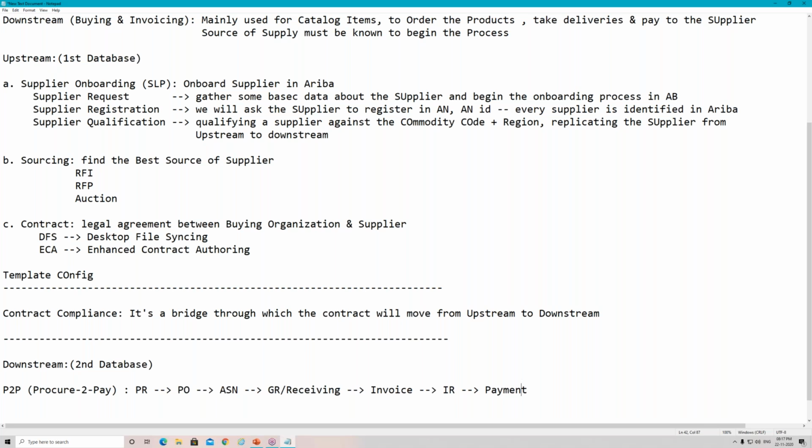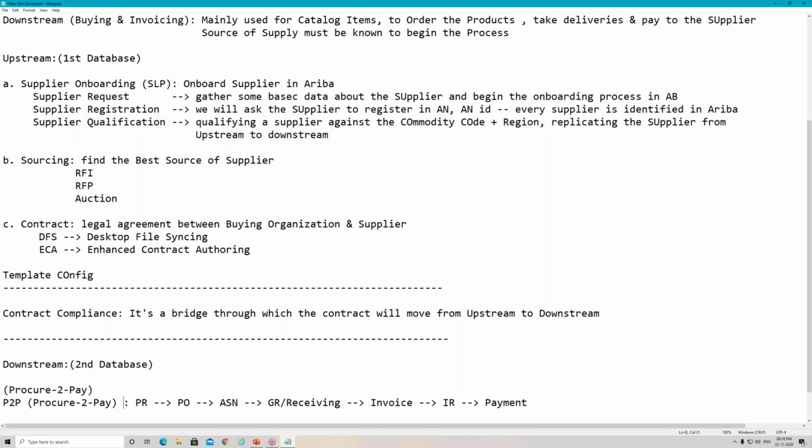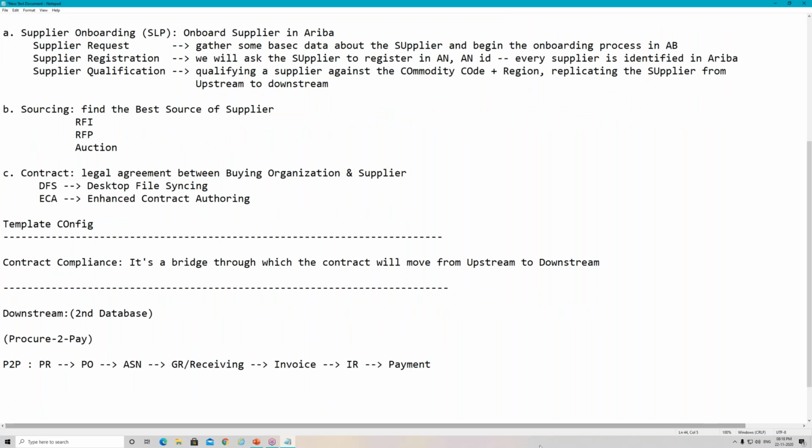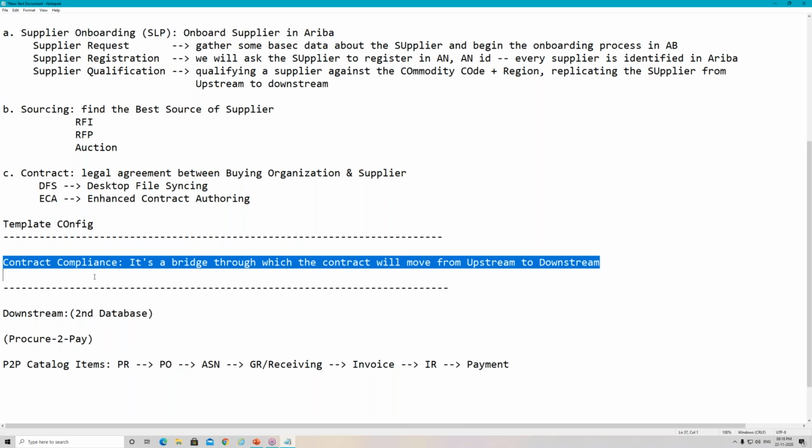Okay. Now, when you say it's a procure to pay process over here, what do you mean? Because most trainers will say this is the procure to pay process. How can I say this is a procure to pay process? I will say this is a catalog item. Very good. And then I will ask all of you, what are these things, guys? Contract compliance. Why? Because contract is also brought from upstream to downstream. When you replicate this contract from upstream to downstream, where is it going to come in downstream? In catalog only. So those are also catalog items.